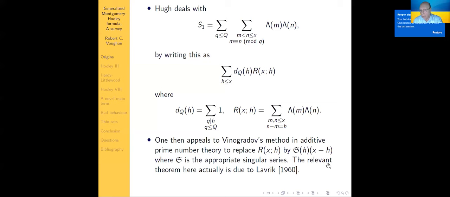And this was actually worked out by Lavrik in 1960, and it's what Hooley uses to deal with this sum, and then gets the asymptotics for it. Okay, so technically it's quite involved, of course, but it's clear how one can do it. But this method was really superseded by Hooley's brilliant idea.